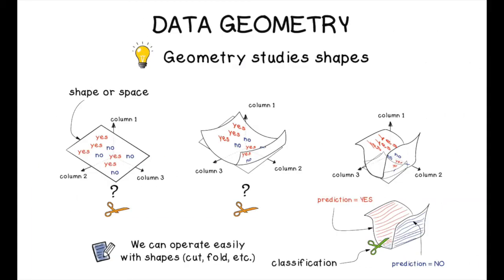Finding patterns in data using geometry can be very intuitive. Imagine that we have some data and that we can represent this data in a two-dimensional space, a plane. If we want to classify data in two classes, we can take this plane and start folding the plane until we see that these classes fall in different sides of our fold.